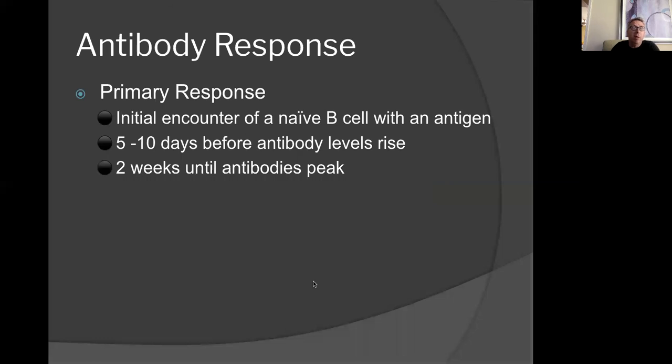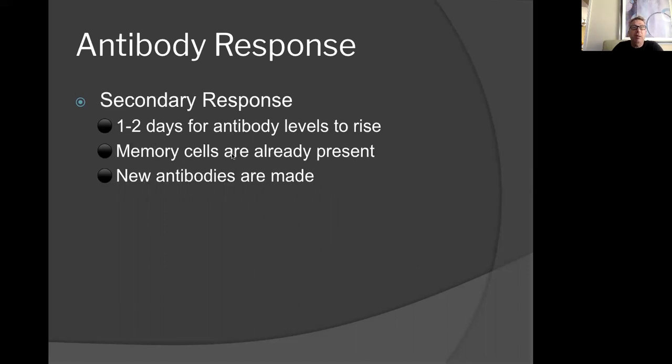All right, so the antibody response is a primary response, the initial encounter of a naive B cell with the antigen. So now, this is new, the B cell doesn't recognize it, so it does take about 5 to 10 days before it will make those antibodies to attack that particular antigen. Secondary response, 1 to 2 days.